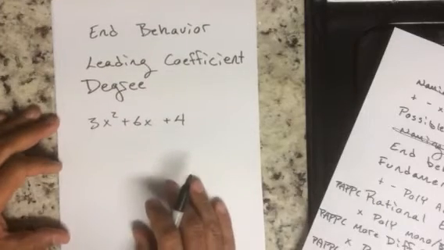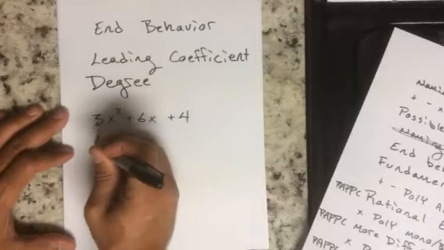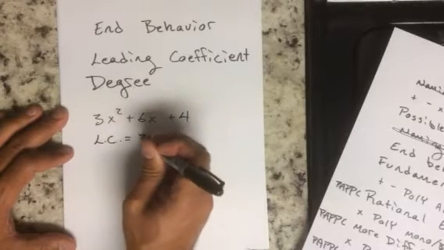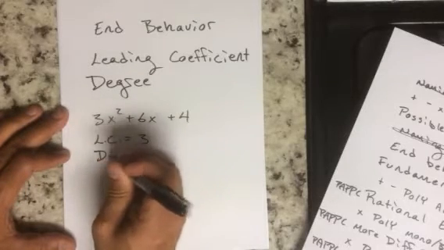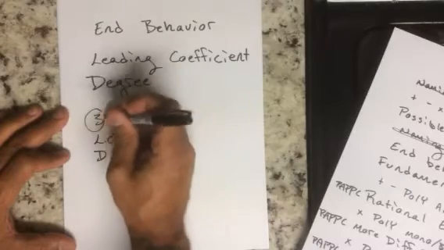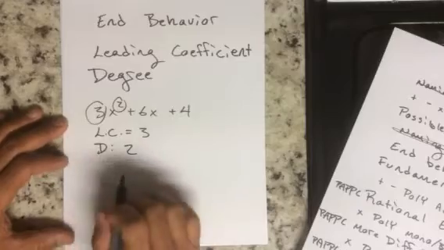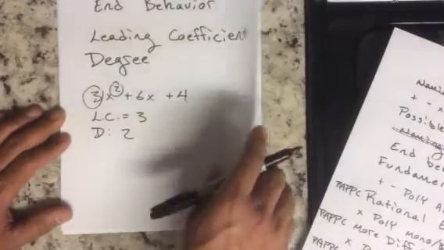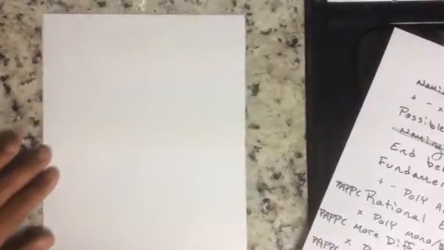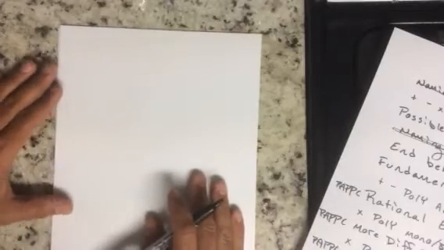I'll probably put it in standard form first. This is in standard form. So my leading coefficient is 3, and my degree is 2. Leading coefficient, degree is the highest exponent, and I need to know that. The reason that I need to know that is we're going to have a little flow chart to help us tell what the end behavior is.